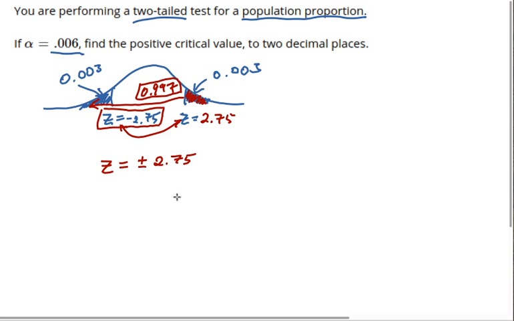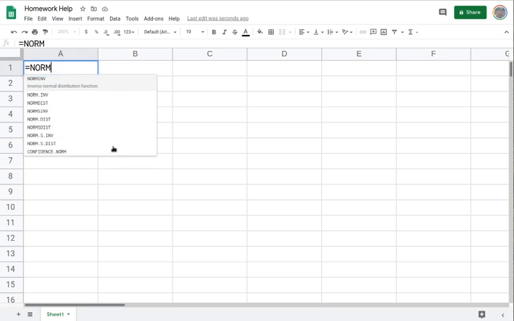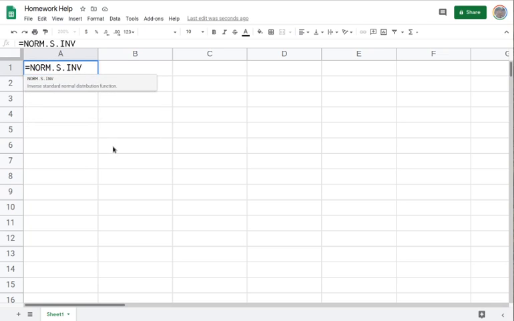Now, if we wanted to find this in a spreadsheet, now that we know that, I'll just look up the negative z-score, and then we can find the positive z-score by just plugging a positive on it. So we're going to use the NORM.S.INV, S for standard and INV for inverse, which will take my significance level and give me the z-score, negative 2.747, which rounds to negative 2.75, and I know the positive z-score will be positive 2.75.